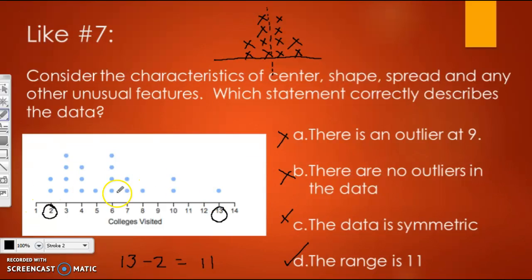Now remember, 1 and 14 are on this graph, but there's no values there. So we're only counting the numbers where there are values. That's why I didn't do 14 minus 1, because there's no value at 14. There's no value at 1.